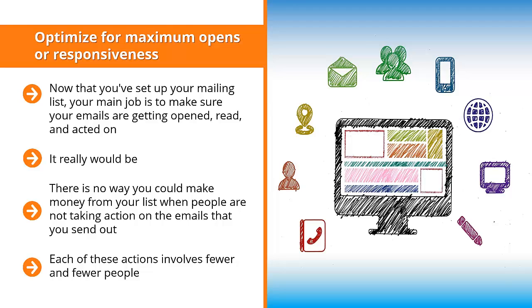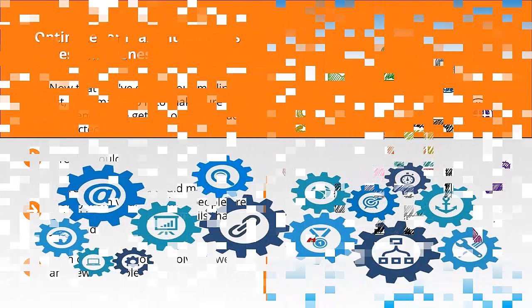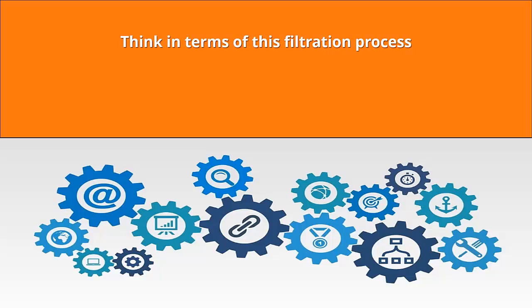Each of these actions involves fewer and fewer people. You can start with 1,000 people on your list and end up with only 100 people opening your emails. Of those people, only 20 might end up clicking on the link included in the body of your email. Think in terms of this filtration process. Try to maximize the percentage of people taking action at each step. Start out with a large base of list members.